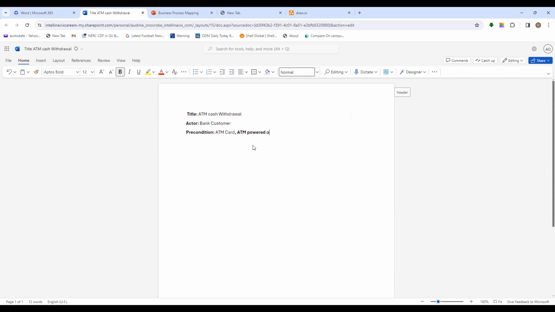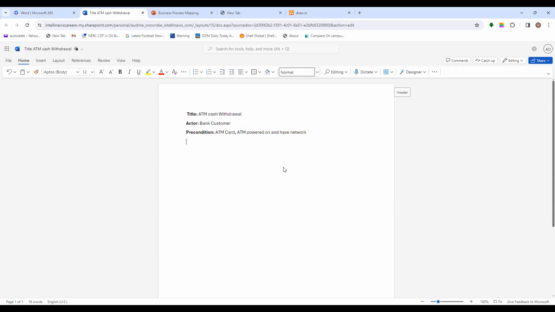Is that not so? Yes. And it must also have network. Another precondition is that there should be funds inside. There should be funds inside. So yes, thank you, that's the precondition.